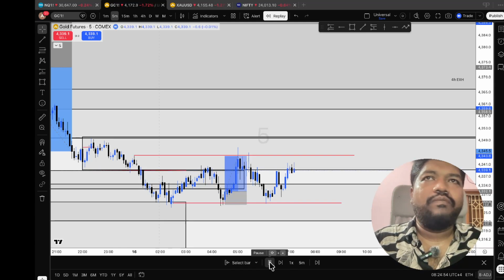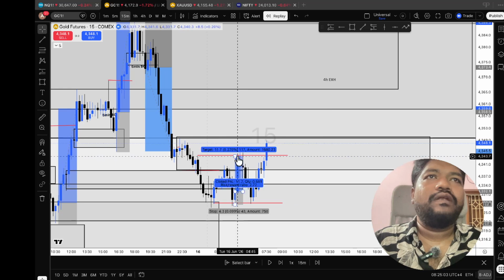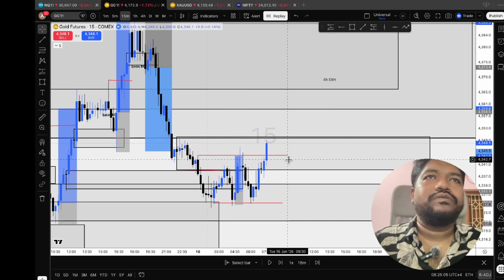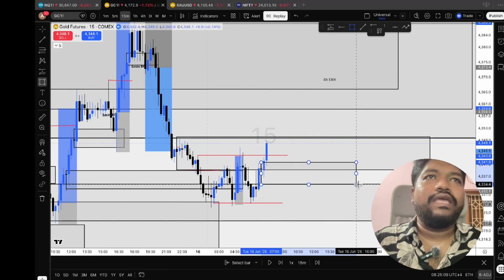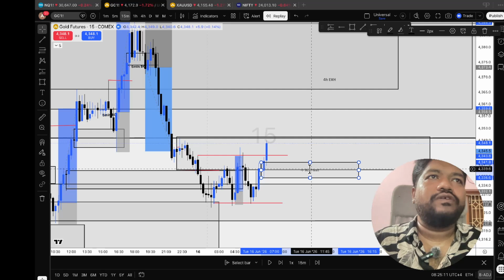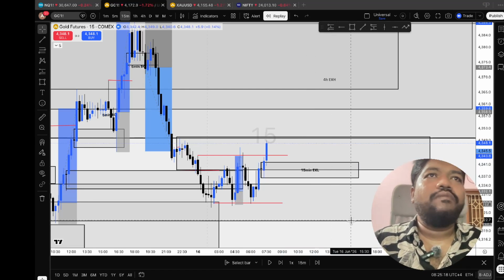So I will wait for a breakout in 15 minute, because 15 minute high and low I am just stuck. Okay, now if I see here, I am in this 15 minute. The high is broken, right? So if the 15 minute high is broken, I can see a 15 minute external zone over here, correct? This is my 15 minute external low, right? So there can be two scenarios.